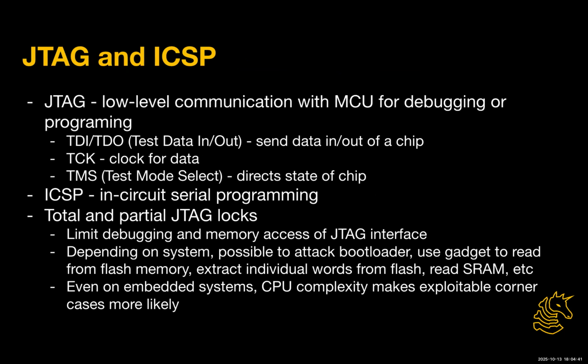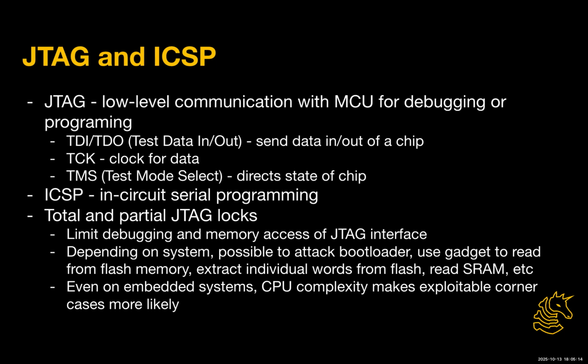In order to evaluate embedded programs, there are two different protocols to debug the microcontroller. We have JTAG, which is a low-level communication protocol for debugging or programming the MCU. It has four different signals: TDI and TDO, which allow you to send data in or out of the chip; TCK, which provides the clock for data; and TMS, which allows you to direct the state of the chip. And ICSP is an alternative for other MCU architectures.